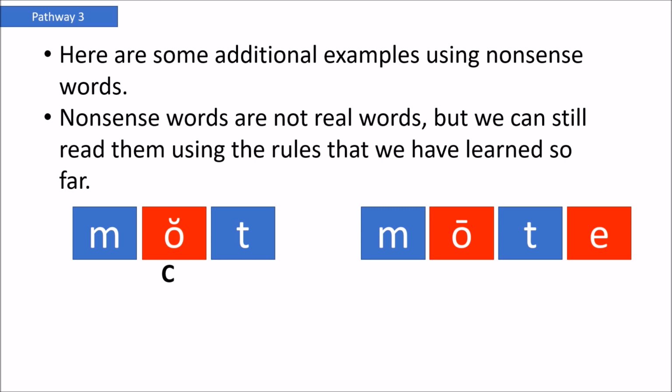The word on the right would be pronounced moat. How do I know this? I know this because the E has been added to the end, creating the vowel consonant E spelling pattern. When the vowel consonant E spelling pattern is created, usually the first vowel sound is long and the E is silent. This word would be pronounced moat.